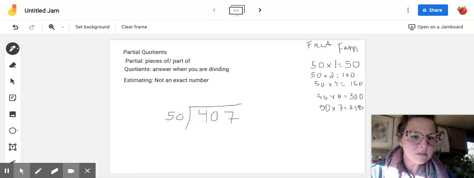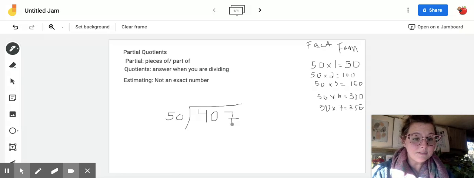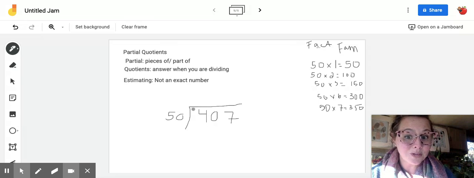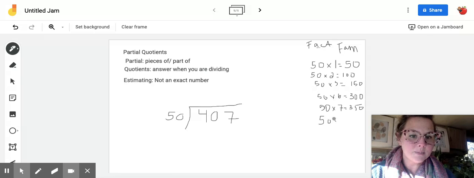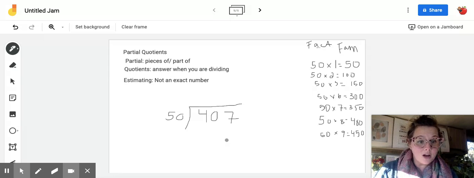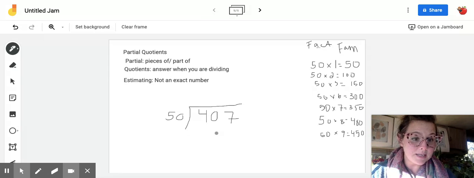Are we getting close to the number 407? We are. So we're getting close to a good number to estimate. 50 times 8 equals 400. That's a good number. What about 50 times 9? Let's go up one more. 50 times 9 is 450. Now, 450 would also be a good number to estimate to. It could work, but it's bigger than 407, and 400 is kind of closer. So let's just go there.